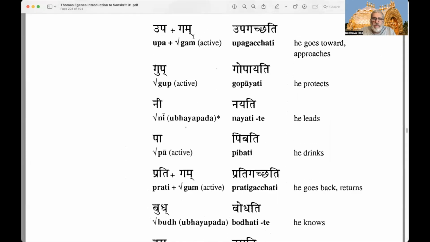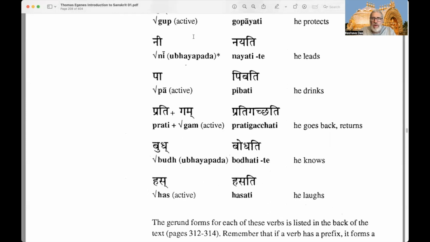So here we have ni, which is ubhayapada by itself, and ni nayati. I think we already learned this word. It's ubhayapada, so it can be nayati or nayate. Both active and middle endings can be added, and in both cases they mean he leads. Then we have pa. Pa is active, parasmaipada, and it becomes pibati, he drinks.